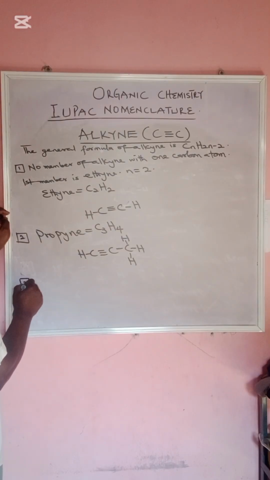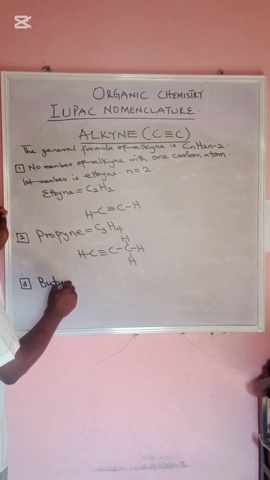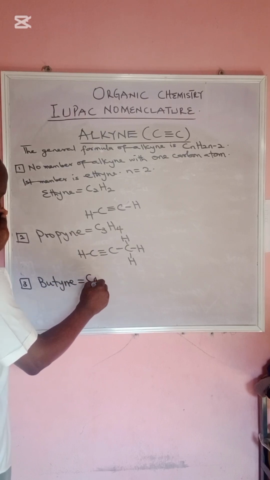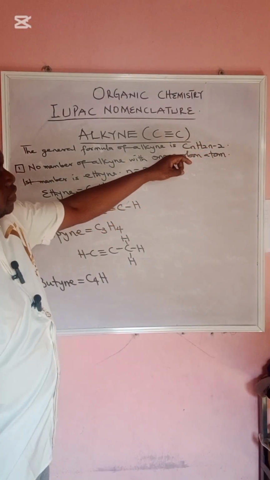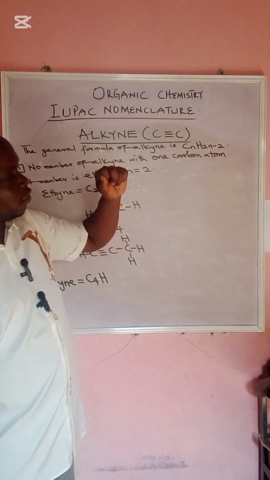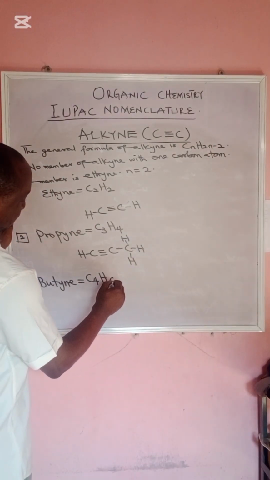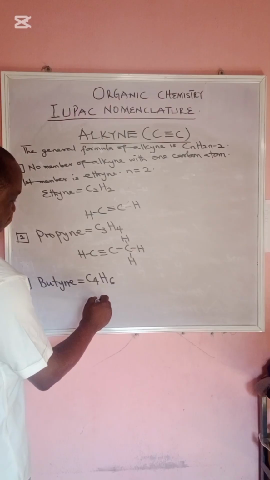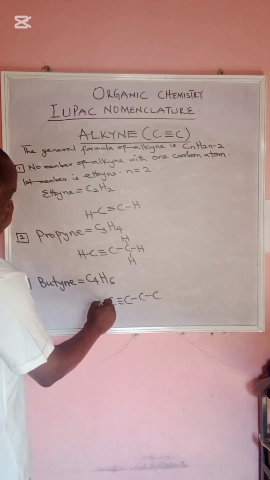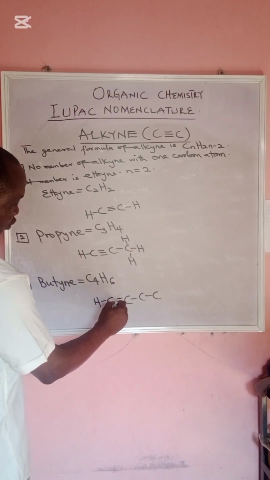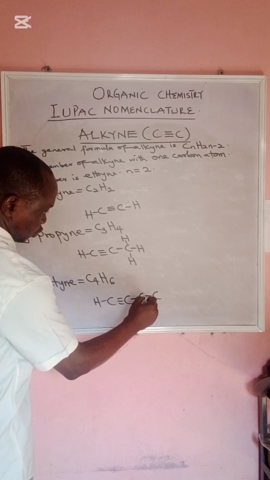Then the third member we have butyne. Butyne. You know, it will be C4. 2 times 4 will give you 8. 8 minus 2 will give you 6. C4H6. So let's see the structure. 1, 2, 3, 4. So one hydrogen will be here. More hydrogen again.